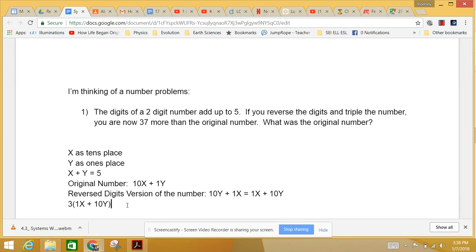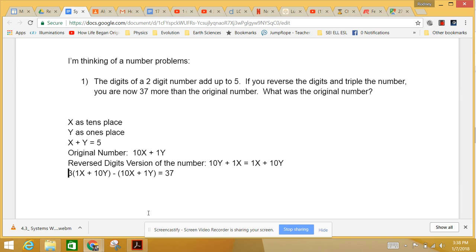Okay, so I know that if I triple the reverse of the number, I'm going to be 37 more than the original number, which is 10x plus 1y. So I'm going to express that one here, 10x plus 1y. And the difference between those is 37. All right, so this is a complicated looking deal, but we can simplify it. And I'll go ahead and start simplifying it, which is your next step to solving the whole thing.